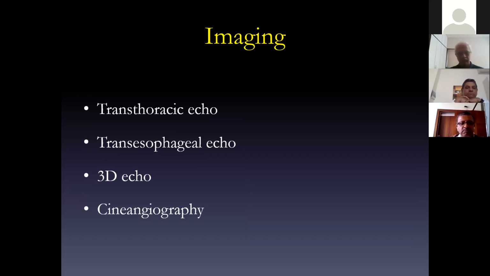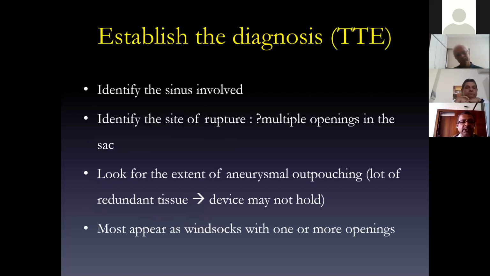The 3D echo, which I don't have much experience with, I don't think is really important in the management of this RSOV. Cine angiography, when you are planning the procedure, definitely is. Otherwise, if you are sending the patient for surgery, cine angiography is rarely necessary, except in adults where you need to have the other imaging, like coronary artery imaging. So establishing the diagnosis is extremely important.